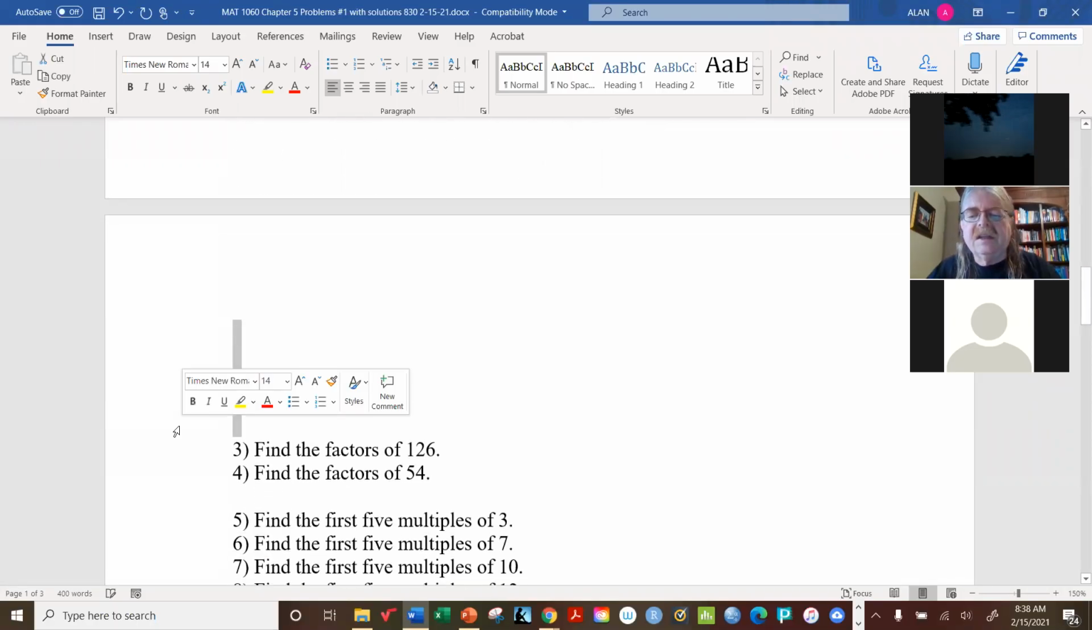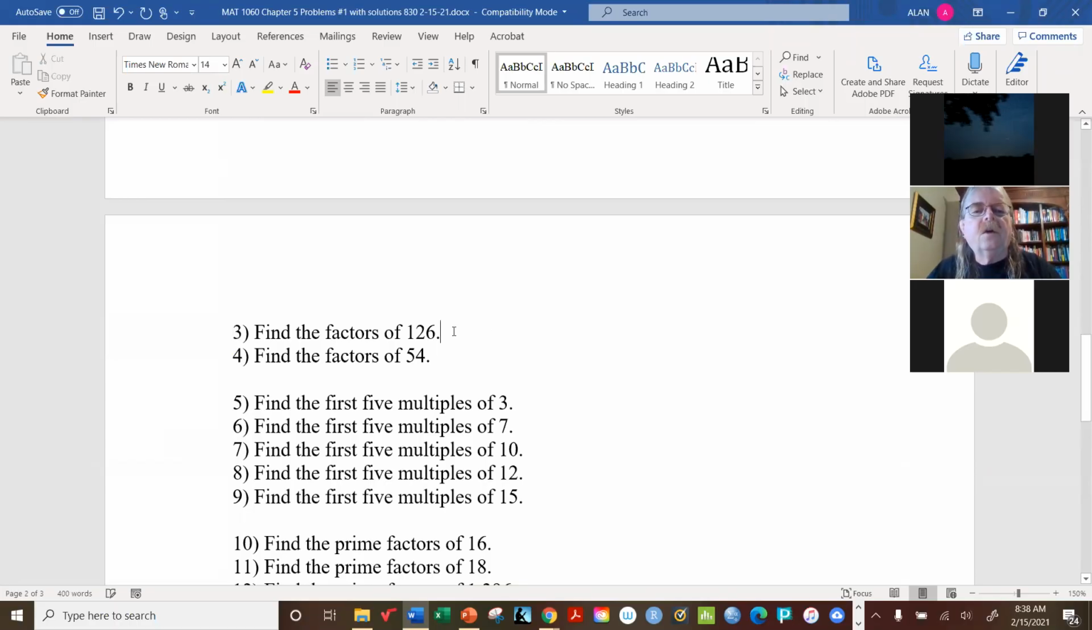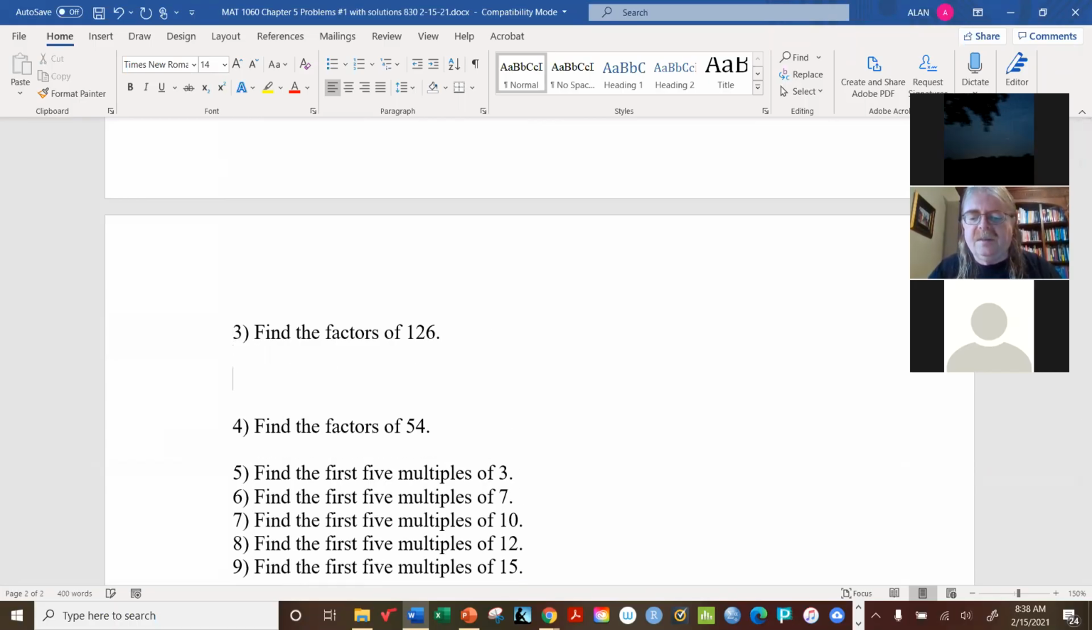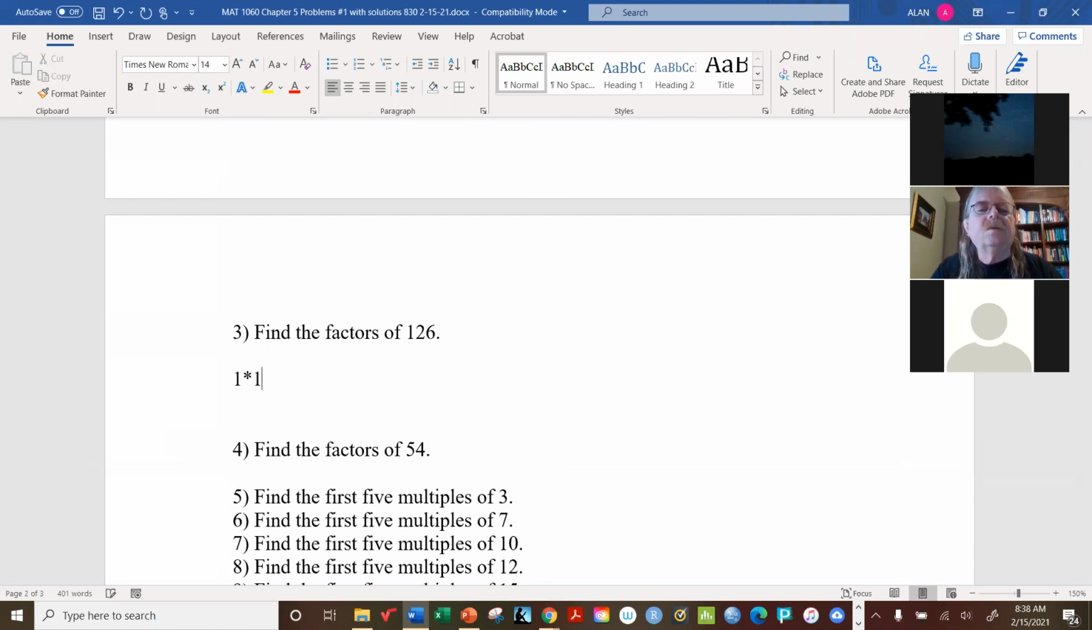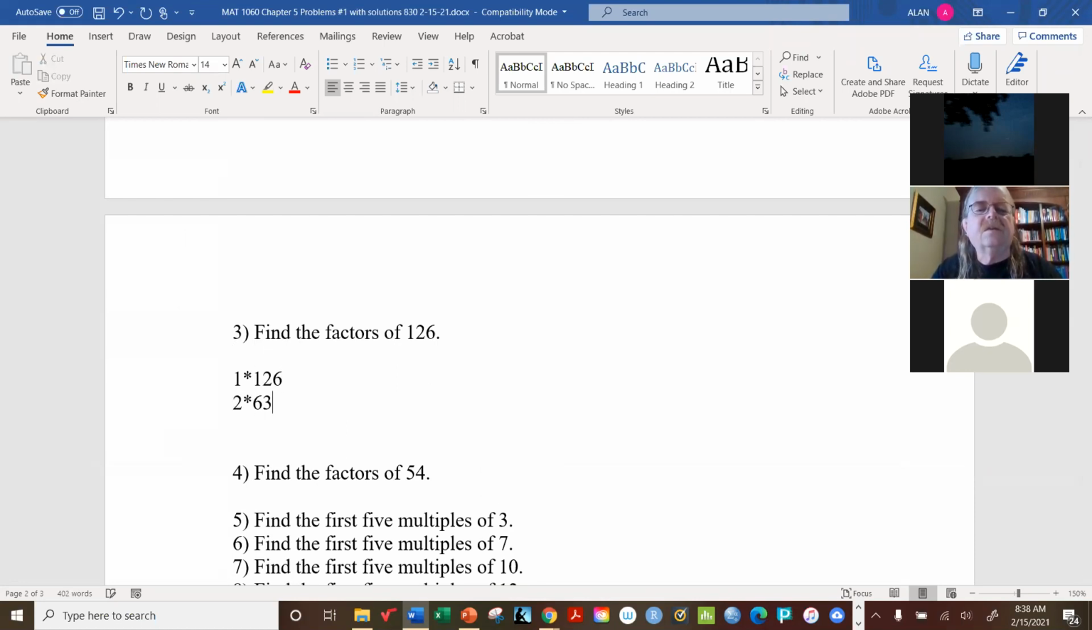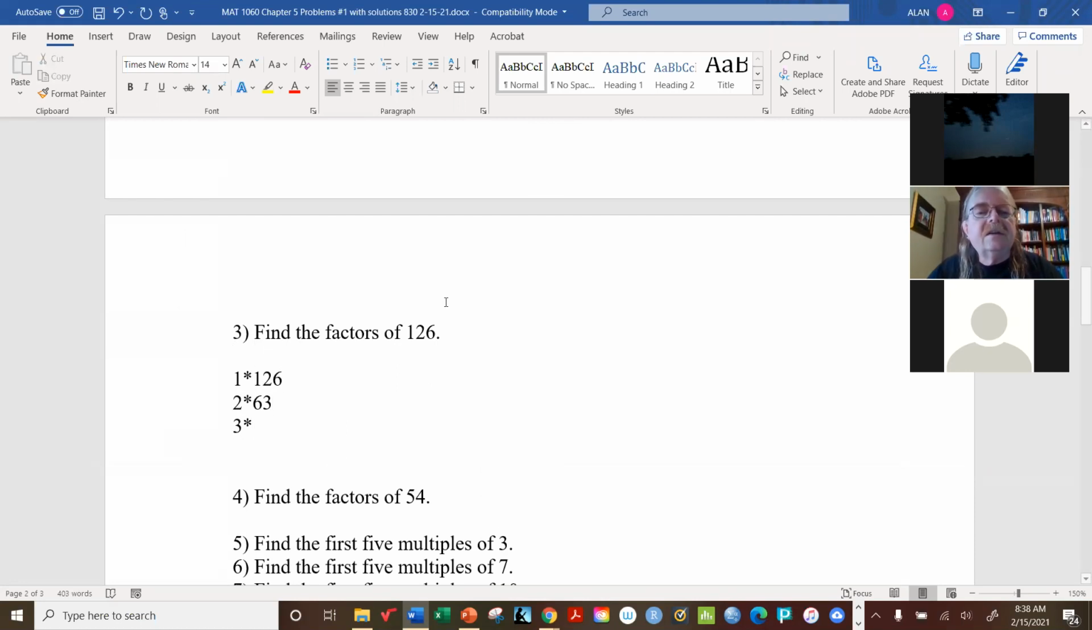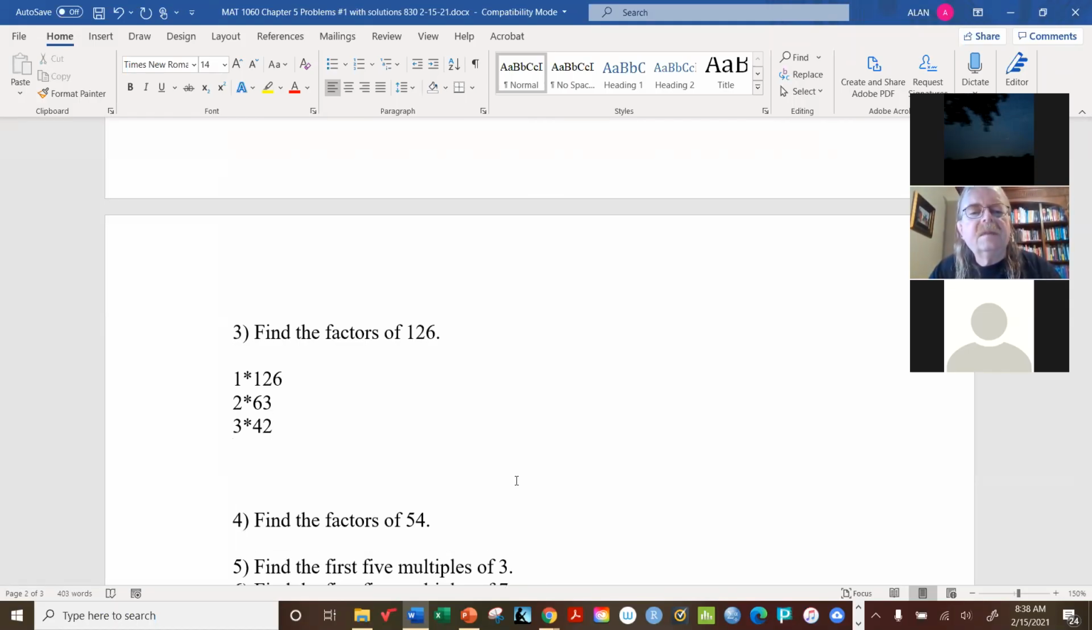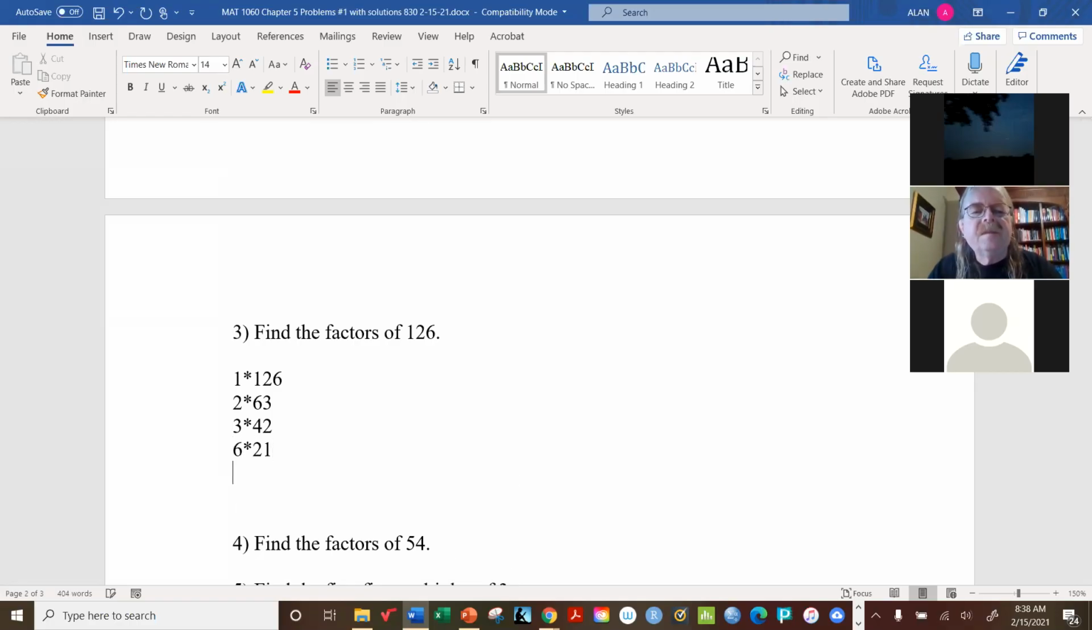126. Now, 126 is even, so it's likely to have a large number of factors. For example, 1 times 126 itself, 2 times 63. Look at that, 3. Now, how can you tell it's divisible by 3? Because the digits add up to 9. And in fact, it's 3 times 42. How about 4? Oh, not 4, not 5, obviously. How about 6? Yeah, look at that, 6 times 21.